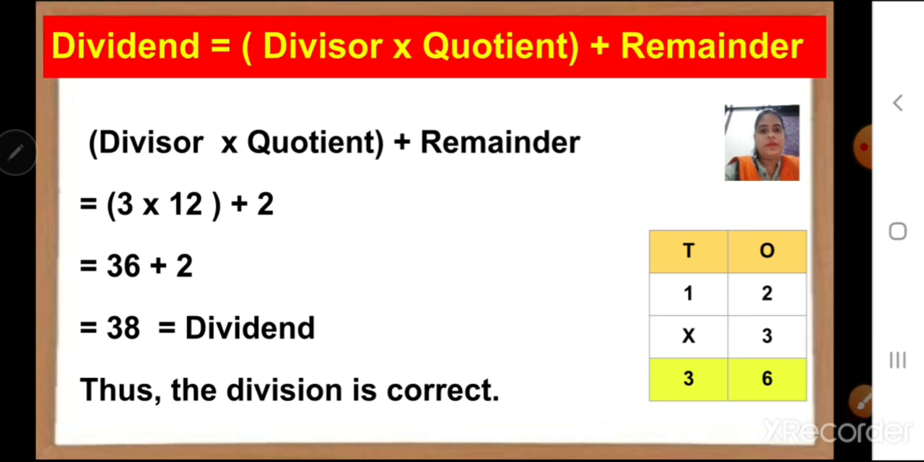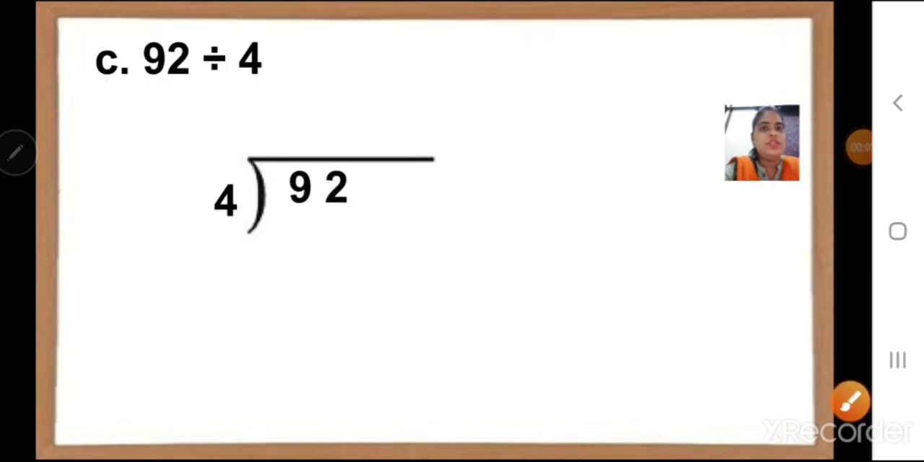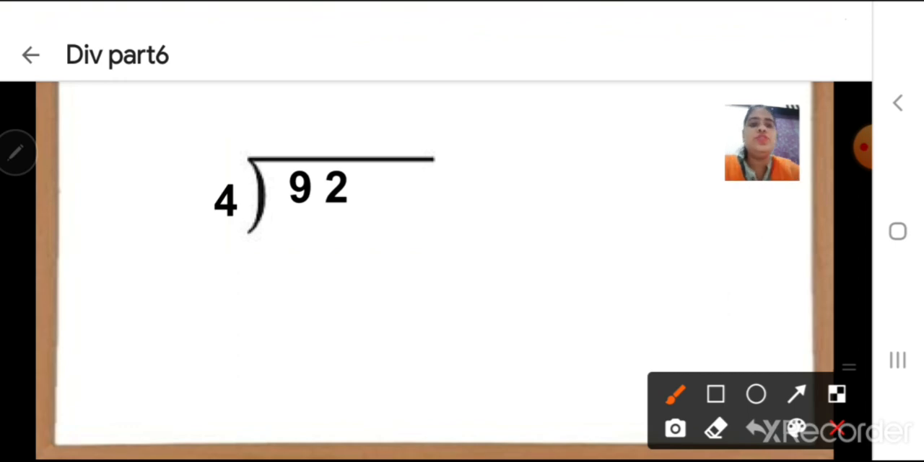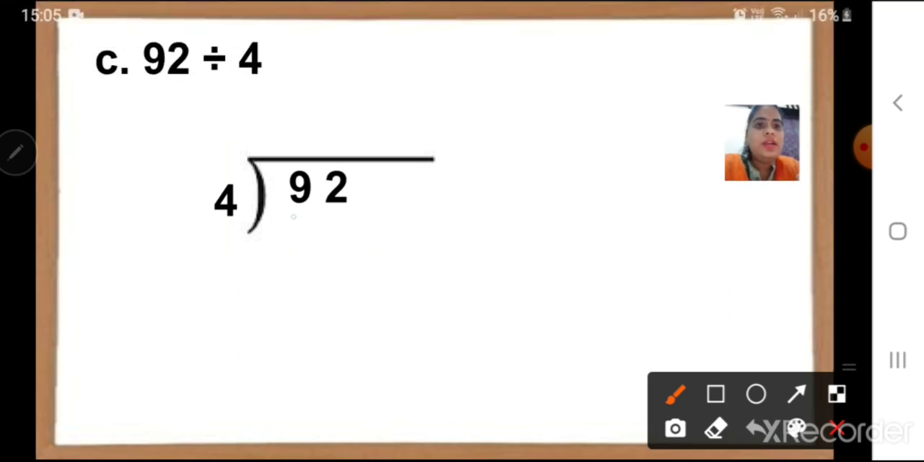Write all the steps properly, one below the other. Next one is 92 divided by 4. Okay. So draw the bracket and then we have to write the dividend and the divisor in the proper place. Now let us divide. Now what is the first number children? Now it is 2 digit, right? What is the first number? Number 9. Okay, we have to see in 4's table whether 9 will go or not. Now number 9 will not go, but we can find a nearby number.